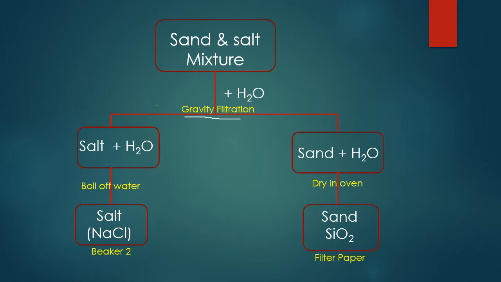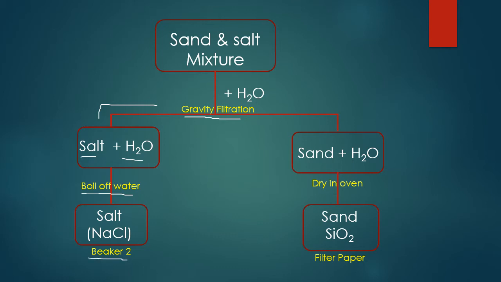Going off to the left, what we're going to have as our filtrate, what's going to go through the filter paper, is that aqueous solution of the salt with the water. Notice the salt is not by itself yet. It's actually dissolved in its ions in the water. So in order to get the salt back to a solid, we're going to boil off all of the water until we get the salt in its solid form in beaker 2.